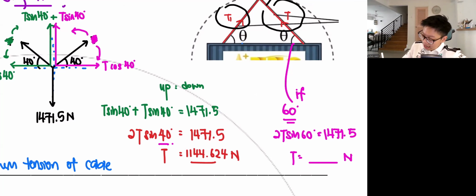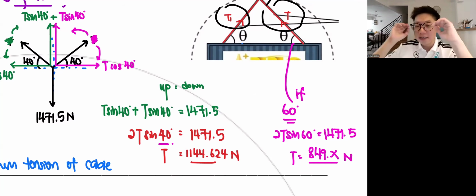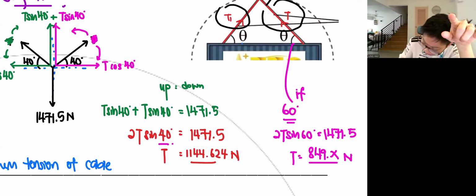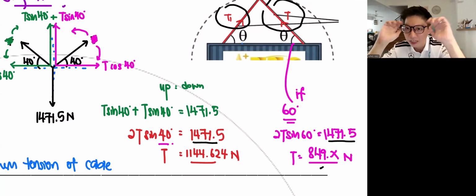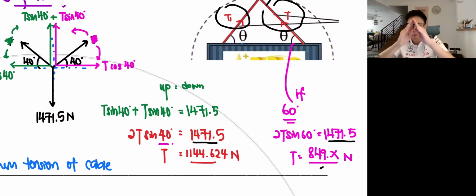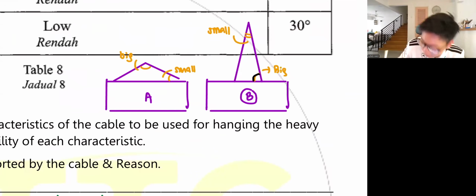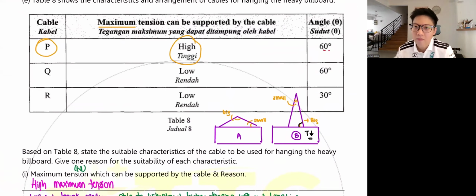I will get 849 point something Newton. You will realize that, see, guys, if I make it to 60-degree, the same object, I'm hanging the same W, but you will see that my tension is much lower, is much lesser. So which means that if you just make the angle wider, bigger, means you make it more straight, you will realize that this one will produce your tension here will be lower. So this is better.